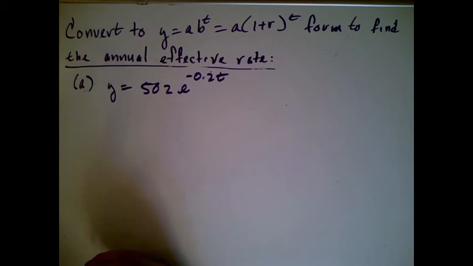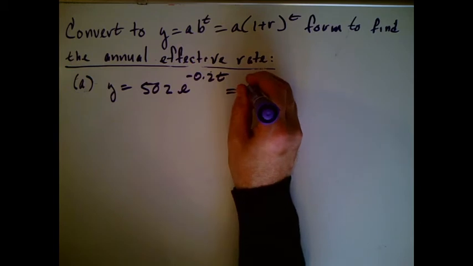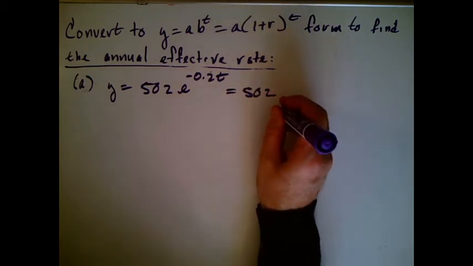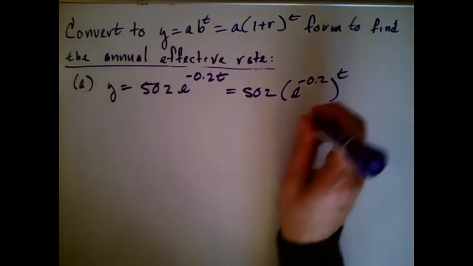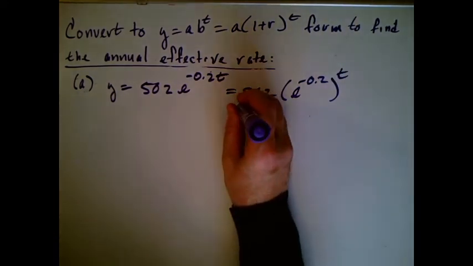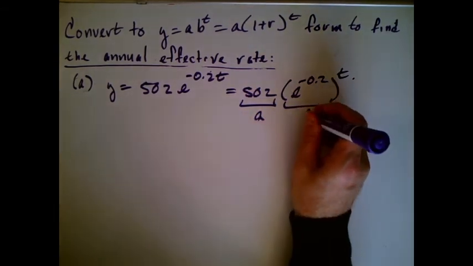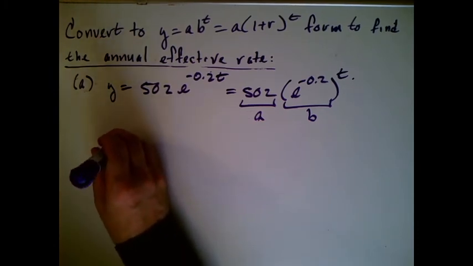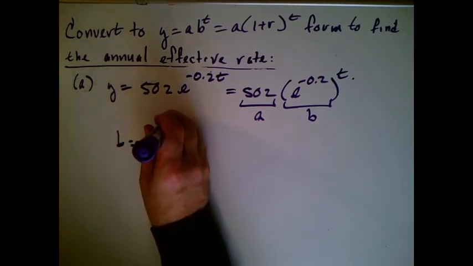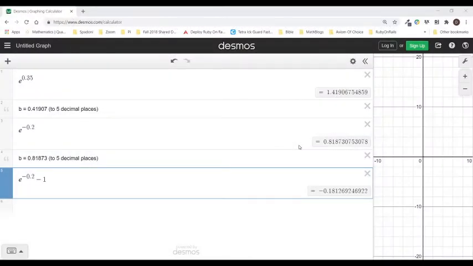We want to rewrite this as a times b to the t. And we're going to, again, use our rules of exponents to do this. That's 502, and this is going to be e to the minus 0.2 to the t. And we have written it as a constant times a different constant to the t. When we do that, we call that constant b, for base. So the base here is going to be e to the minus 0.2. I don't happen to remember what e to the minus 0.2 is, so I'm just going to go to Desmos for a second.